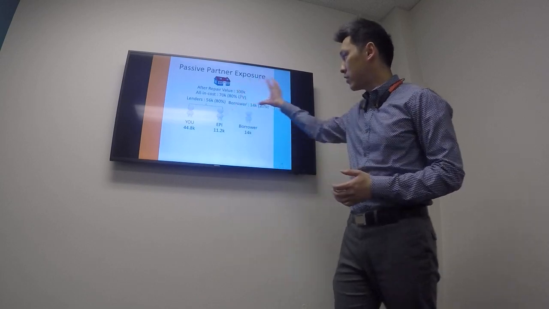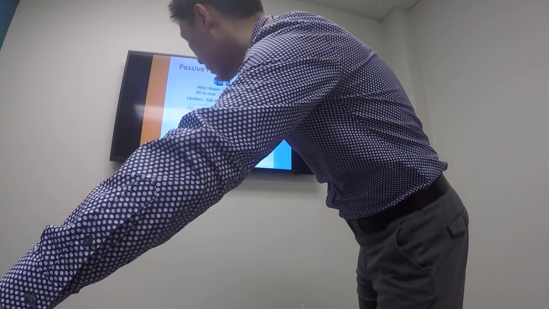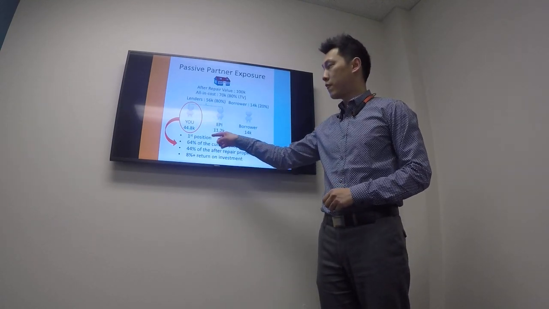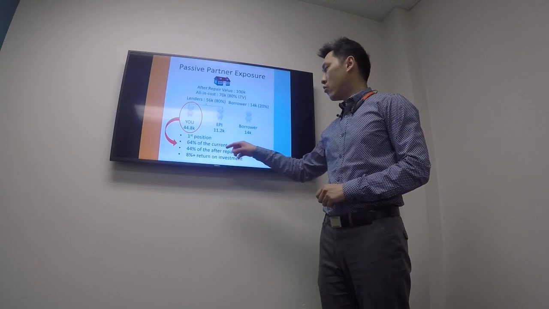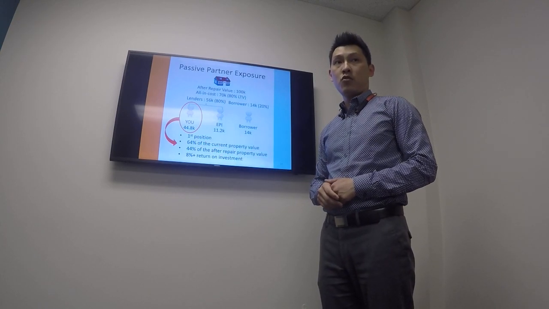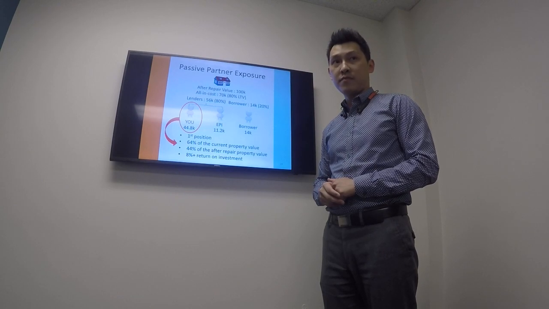Okay, so this is what it looks like when you put it into numbers. What that means is you, as an investor, are in first position. Your loan to value at the beginning is only 64%. You have 35% margins, right?